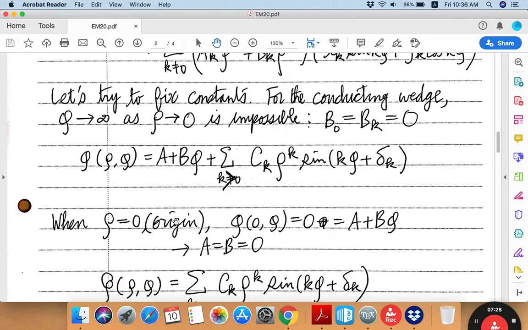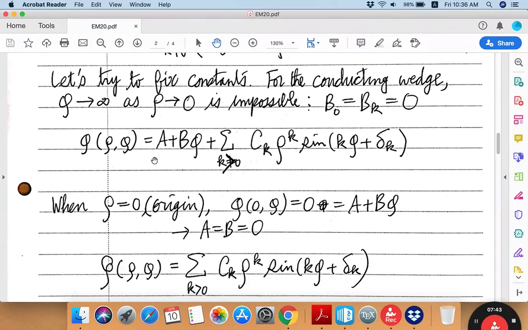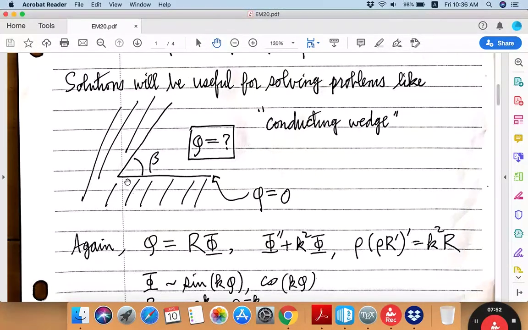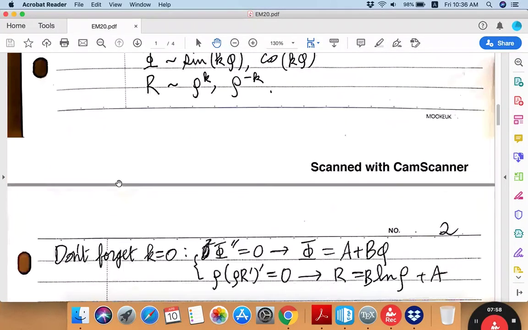By origin, the origin is specified by taking rho equal to 0. Okay, and that's good because when rho is equal to 0, this entire thing vanishes. And all we have left is just this thing, a plus b times angle. But the origin is part of the continuum of the conducting surface. So over there, we also have to have a 0 potential.